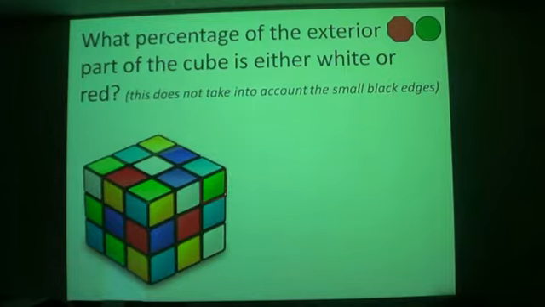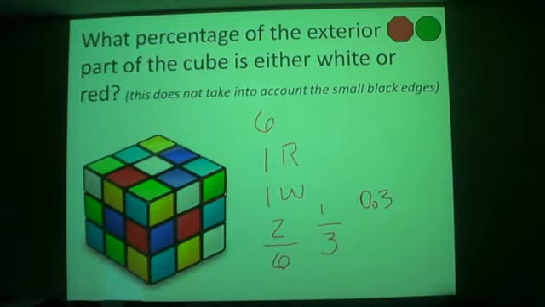Well, it turns out that there are 6 faces on the cube, and one of the faces is red, and one of the faces is white, and so that means 2/6 of the cube is either white or red, and that simplifies to 1/3, and that's not the percentage. We do the long division here, and we come up with 0.33, and that's not the percentage, that's the decimal equivalent.